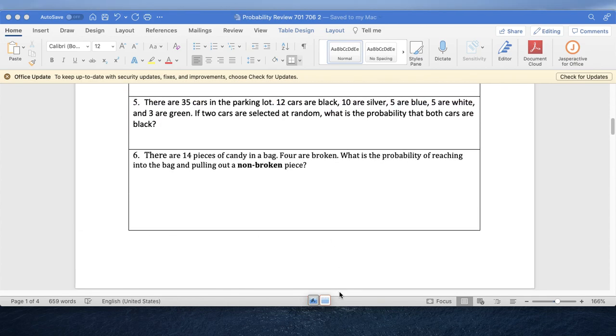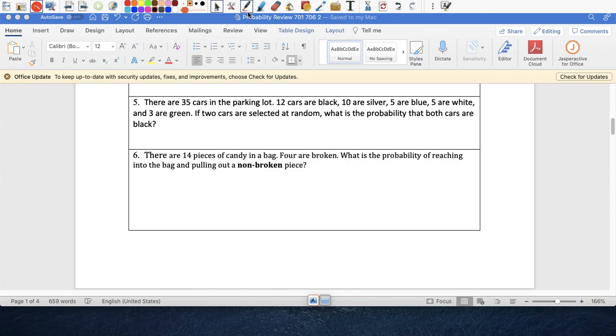There's 35 cars in the parking lot, right? We know the total. 12 are black, 10 are silver, 5 are blue, 5 are white, and 3 are green. If 2 cars are selected at random, what's the probability that both cars are black? So we want to take a black car and then another black car.